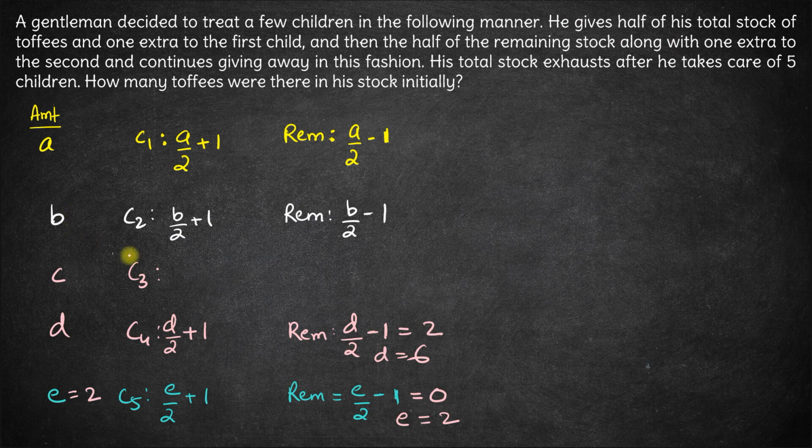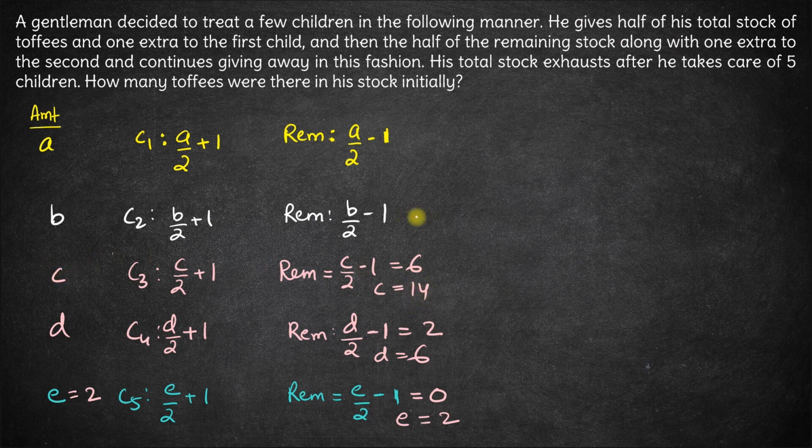Right? Now if before the 3rd child he had C chocolates, he will give C by 2 plus 1 to the 3rd child. So the number of chocolates remaining with him will be C by 2 minus 1. Right? And the number of chocolates remaining after the 3rd child is the same as the number of chocolates before he gave to the 4th child. So this must be equal to D, which is 6. So C from here comes out to be 6 plus 1, 7, 7 into 2, 14.